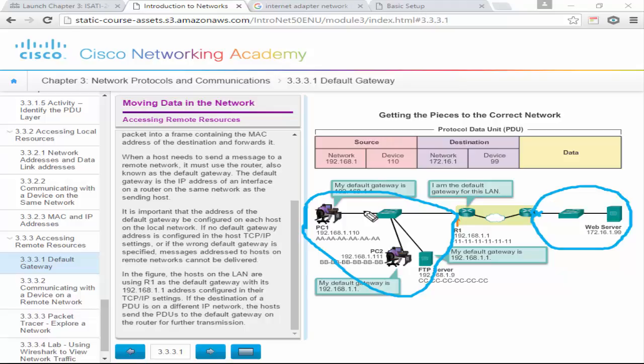If I'm accessing resources outside of my network, I need a default gateway, and so I'm going to send anything that's not in my network to my default gateway, and it's either going to send it on or it's not, and the traffic is going to fail if it does not have a route to wherever I want to go.